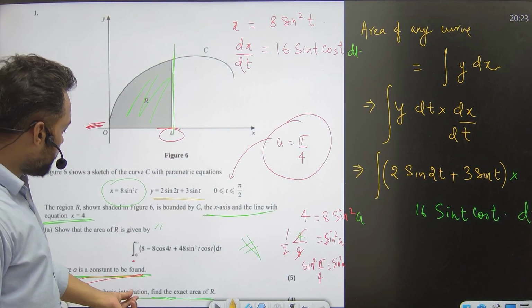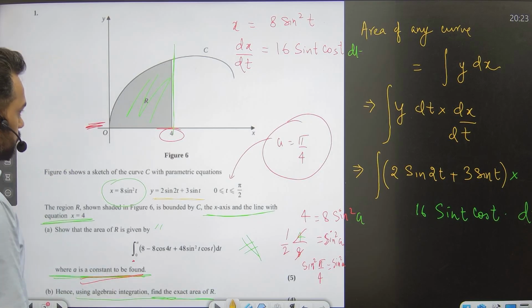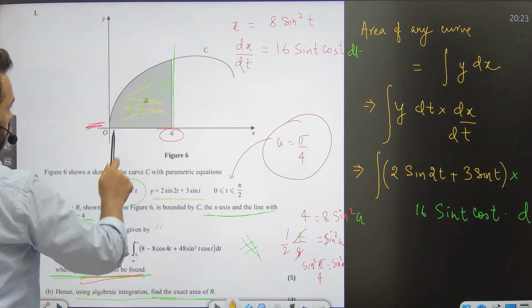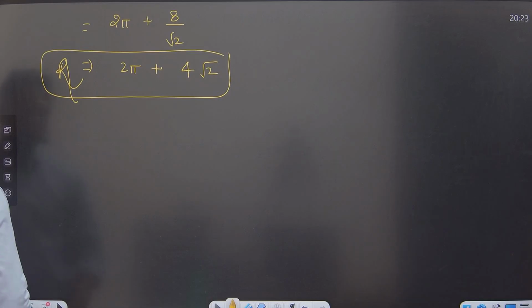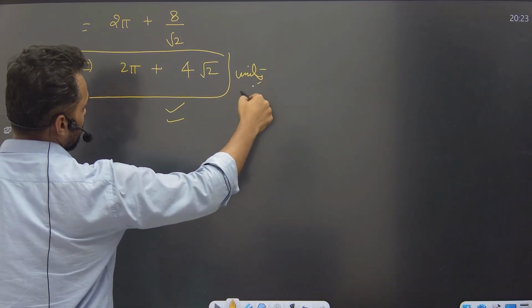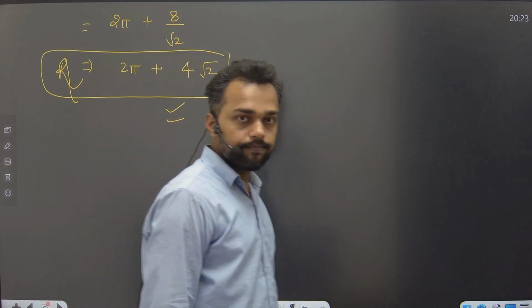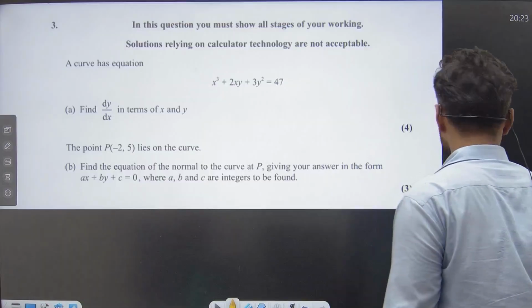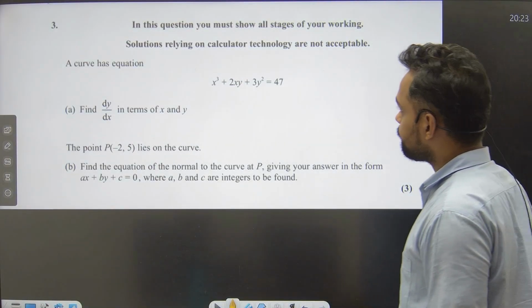Hence using algebraic integration, find the exact area of R. So this will be the area of this particular region R, 2 pi plus of 4 root 2 units. Okay. Now let's move ahead.